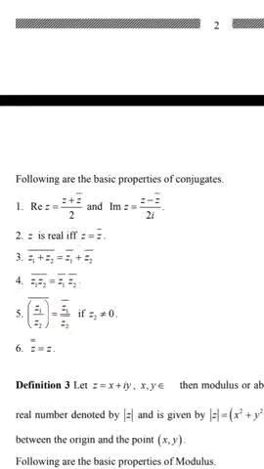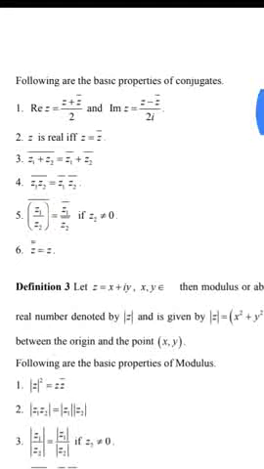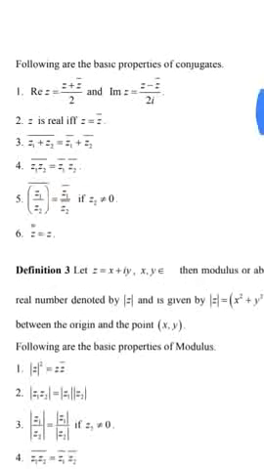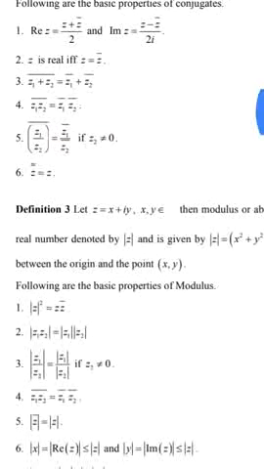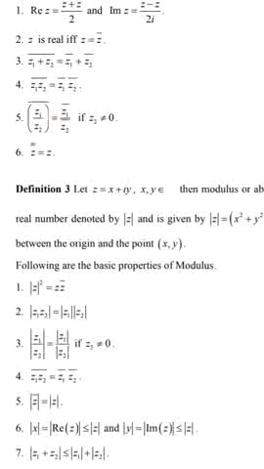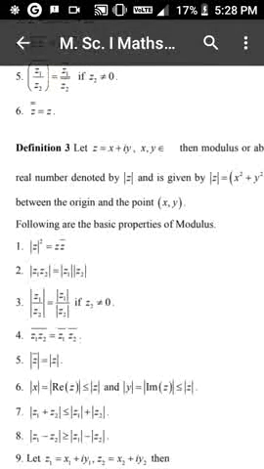z is real if and only if z is equal to z bar. The conjugate of (z1 + z2) is equal to z1 conjugate plus z2 conjugate. The conjugate of (z1 times z2) is equal to z1 conjugate times z2 conjugate. The conjugate of (z1 divided by z2) is equal to z1 conjugate divided by z2 conjugate, if z2 is not equal to 0. And the conjugate of the conjugate of z is equal to z.